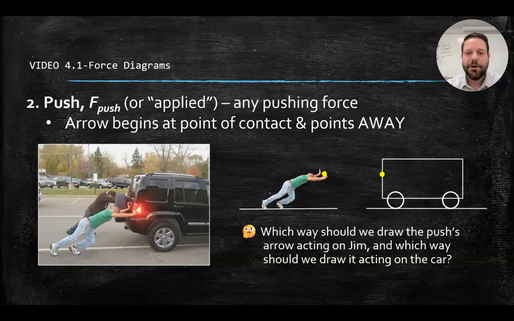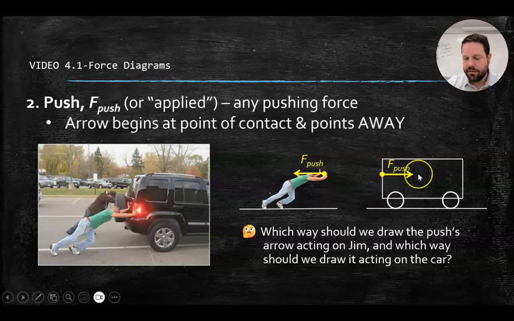Great. So then what we'd be looking at is Jim is not going to get pulled to the right by the car, right? The contact there is going to push against his hands. It's the car that's going to get pushed to the right from Jim. So you've got to think about which arrow based on which object. So the push on the car is going to be to the right from Jim. The push on Jim is going to be to the left.